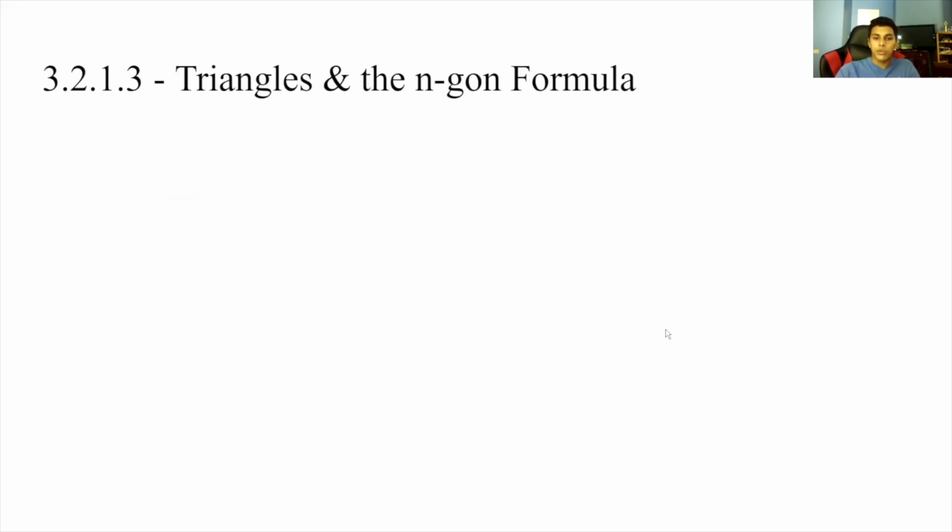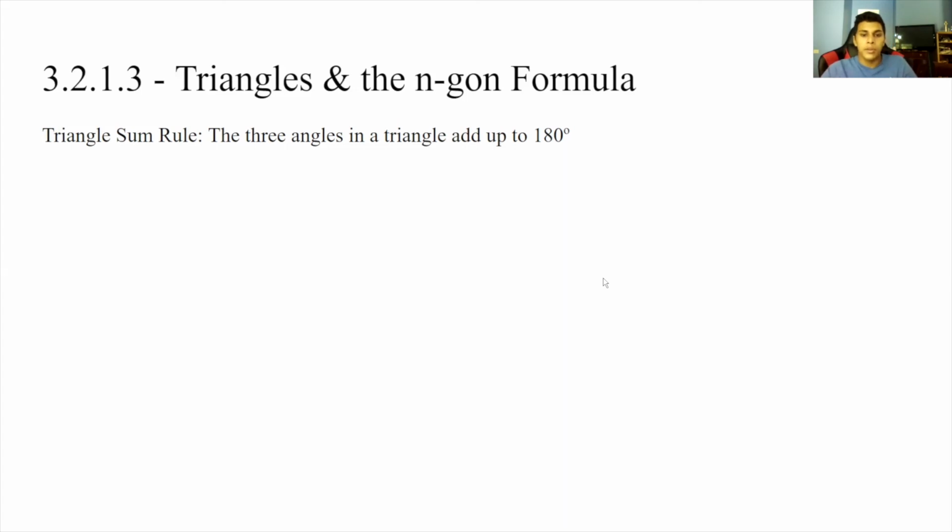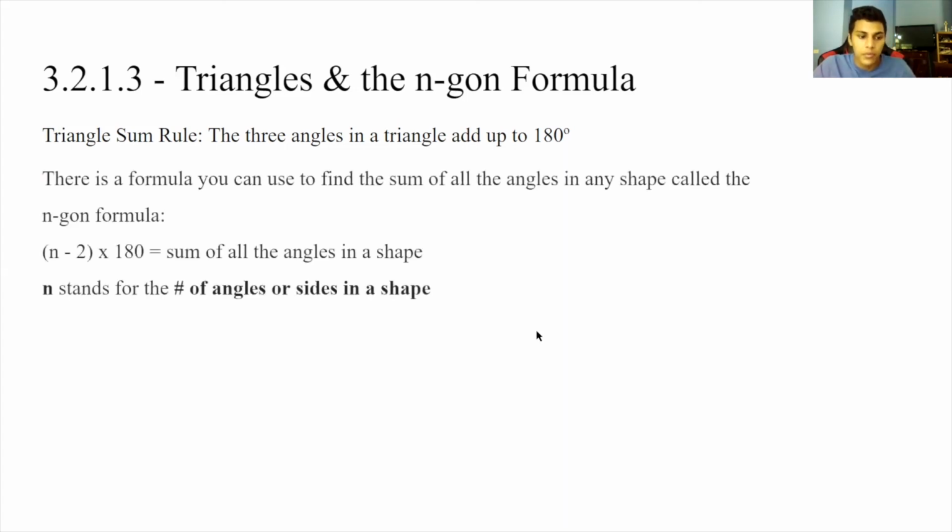Now we talked about triangles and the N-Gon formula. We learned the triangle sum rule, which is a very important rule which states that all the angles in a triangle add up to 180 degrees. And then after that, we learned about how to find the amount of degrees in any shape, which we use the N-Gon formula for. So the N-Gon formula is n minus 2 times 180, which gives you the sum of all the angles in a shape.